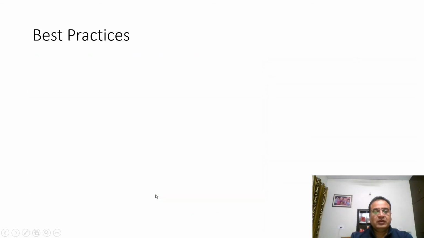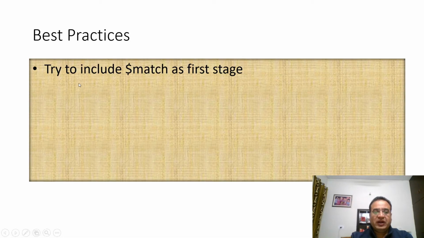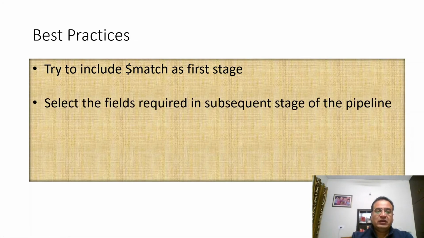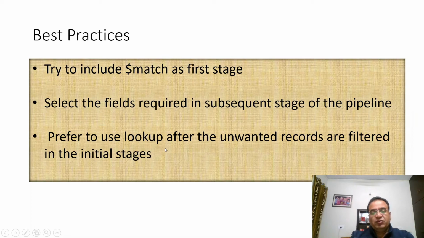So moving on. I also feel that I should share the best practices with you. Try to include $match as the first stage of the aggregation pipeline, and always select the fields required in subsequent stages of the pipeline. For example, a collection has 15, 20 or X number of fields. Always try to reduce the required fields which are going to be there in the subsequent stages, rather than moving on all the fields. Always use $project.